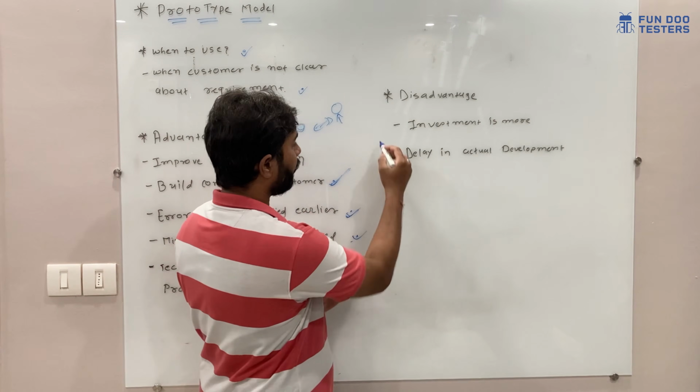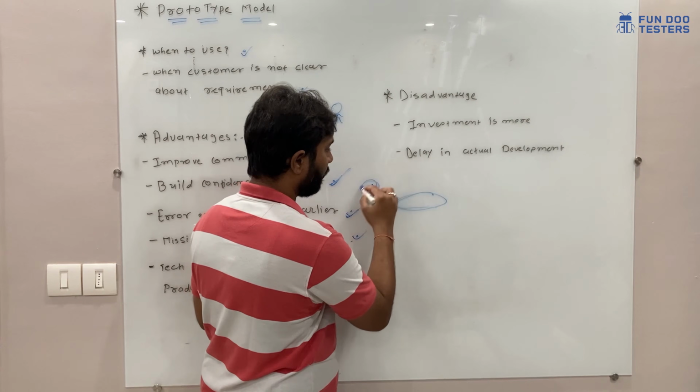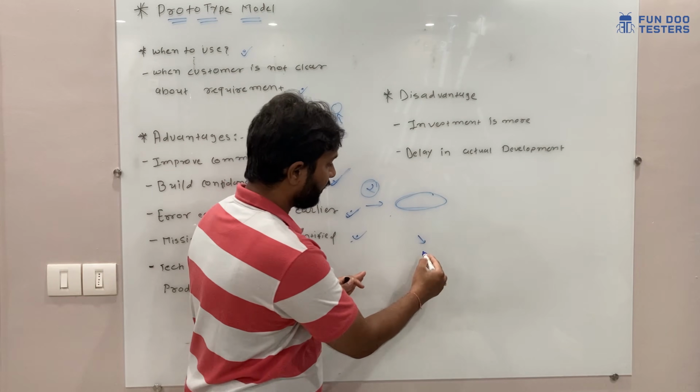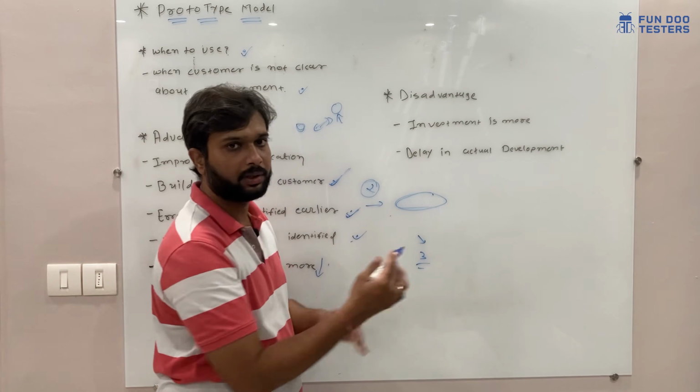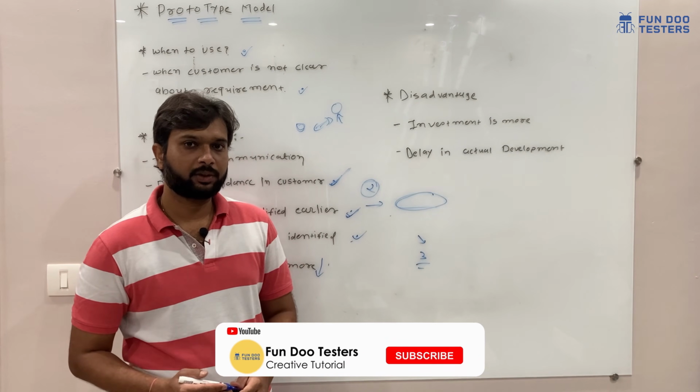Delay also happens in the actual development phase. For example, prototype discussion with the client may take 2 months. So there will be a delay in the actual development. Actual development will start from the third month itself. So it is a delay in the actual product development. These two are the major disadvantages of the prototype model.